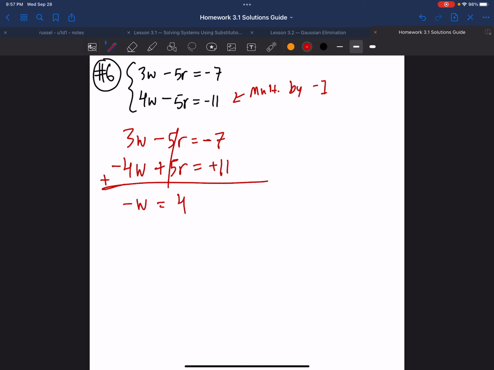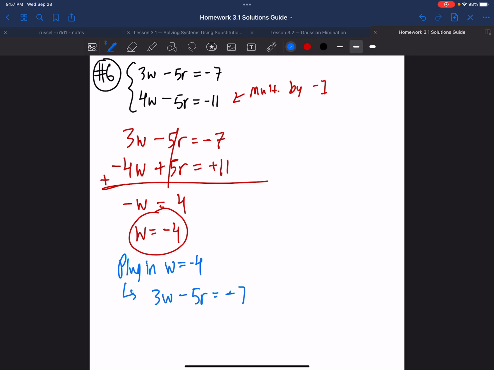So therefore, w equals negative 4. Okay. And now plug this in. All right? Pick an equation. It doesn't really matter what you pick. Plug in w equals negative 4. Let's just pick the top equation just because. Seriously, it doesn't matter.